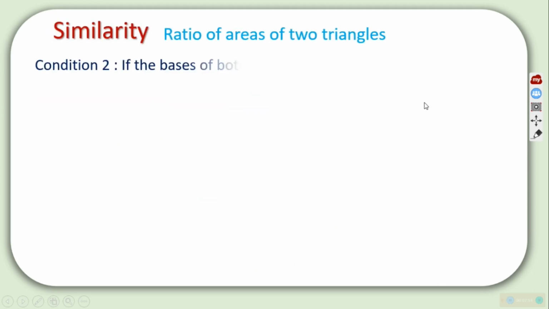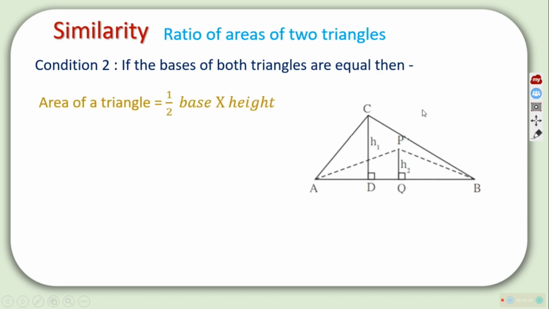Let us move ahead. Think about another situation given. If the bases of both triangles are equal, here again two triangles are given and bases are equal. Which are the two triangles here? Triangle 1 according to me is ABC. Now what is the second triangle? Second triangle is triangle ABP. What happened here? AB. Base of both triangles are equal.